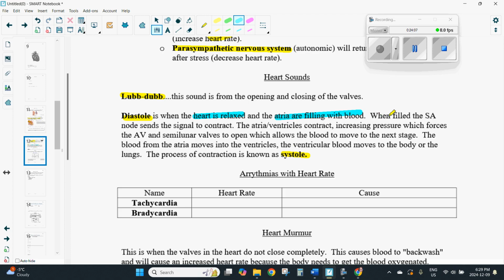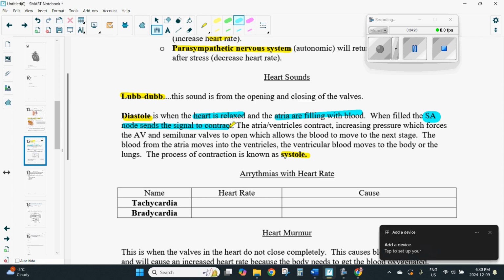So when filled, the SA node is going to send a signal to contract. Basically what this means is your SA node is going to get the signal that it needs to send another signal when the atria are completely full. Because it's not very efficient to cause an impulse and contract when the atrium is half filled. So when it's completely full, the SA node does get that signal, and then it causes contraction.